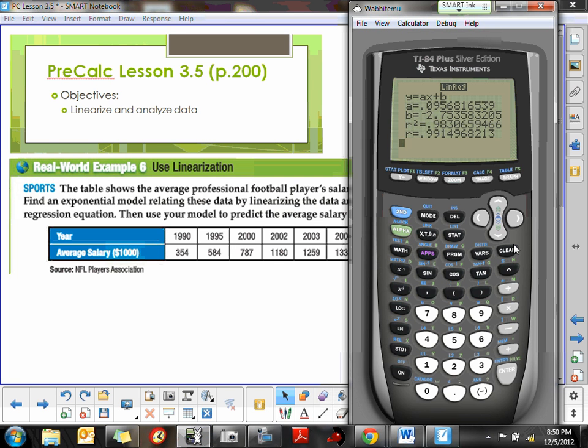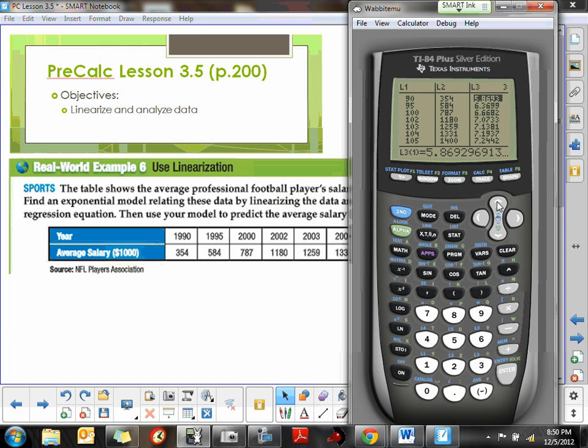First of all, I want to make sure we have the right data in our calculator, and I will clear that list. Yes, clear. Okay, a little bit of variety here.